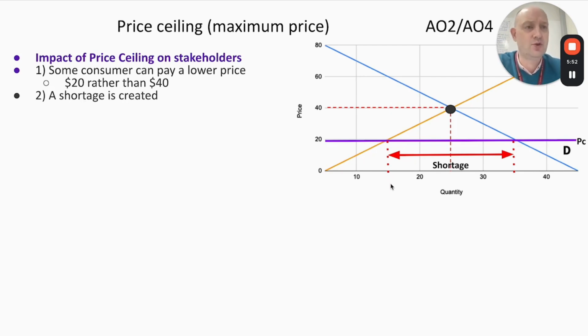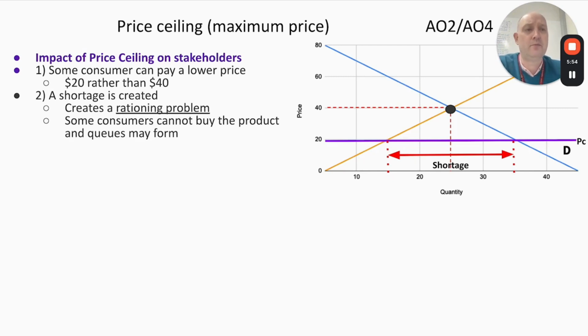However, we now have the shortage created that we talked about on the previous slide. And this creates a rationing problem. So what do I mean by that? Well, without the price ceiling, if there's a shortage, remember, then we know in the market the price will go up back to equilibrium so that we can balance supply and demand. But now the price cannot go up because of the price ceiling. It's illegal for producers to sell for a higher price. So therefore we need some other method of deciding who can get the product. So some consumers cannot buy the product and queues may form.